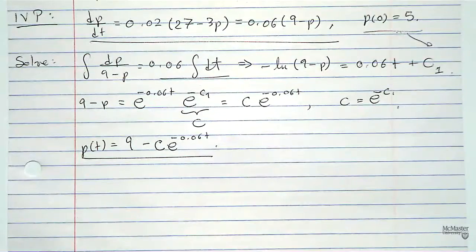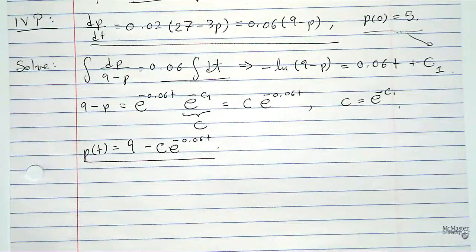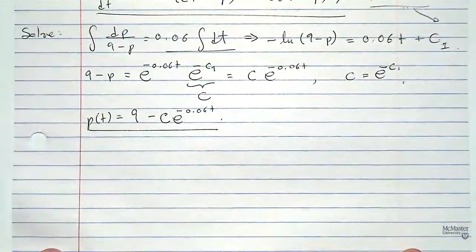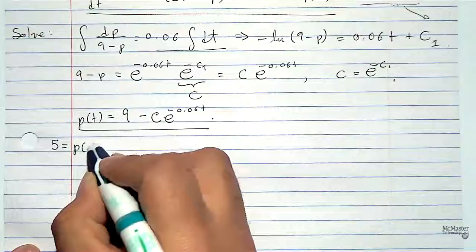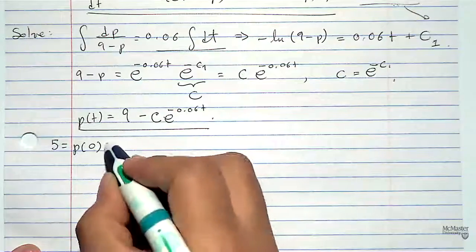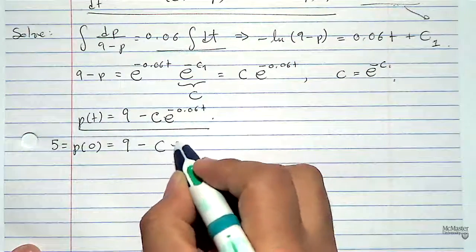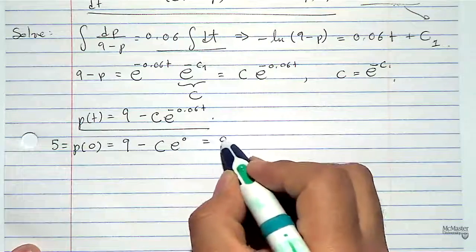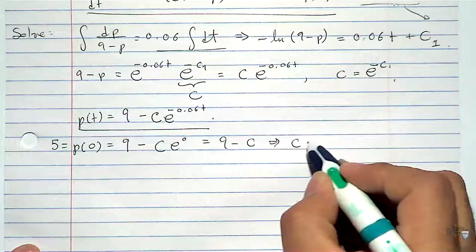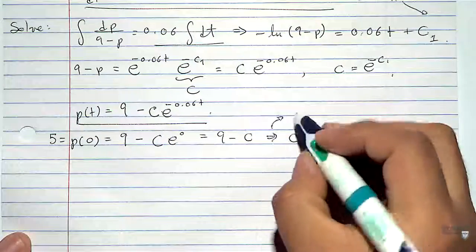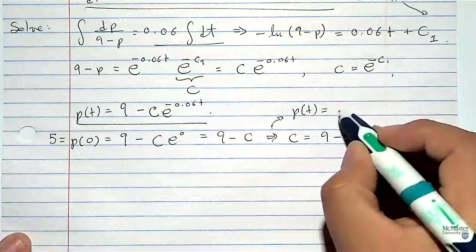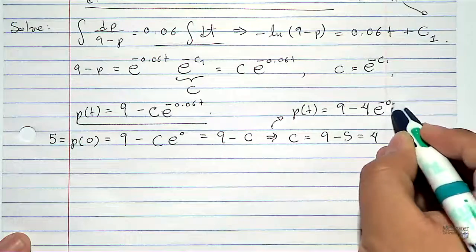So far, we're almost done, except that we have to find the value of the constant, which will be obtained from the initial value. And this is determined because of the fact that we know that 5 is equal to the price at the time 0. So this is equal to 9 minus c e to the 0, which is equal to 9 minus c. So that means that c is equal to 9 minus 5, which is equal to 4. And then if you write the formula, then you have that p as a function of t is 9 minus 4 e to the minus 0.06t.